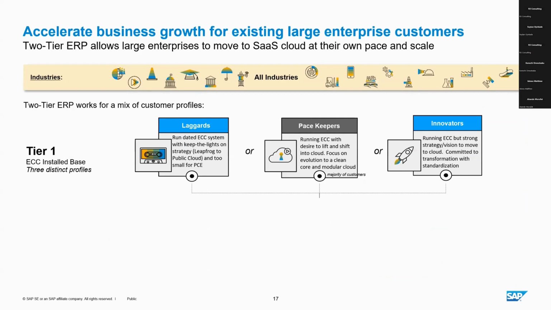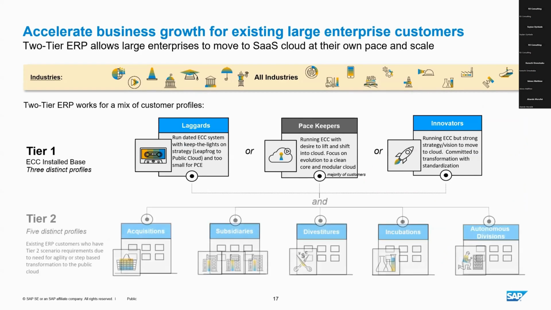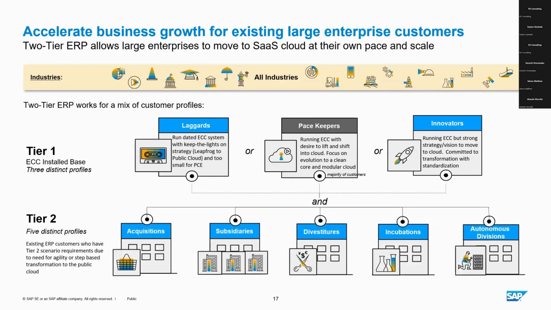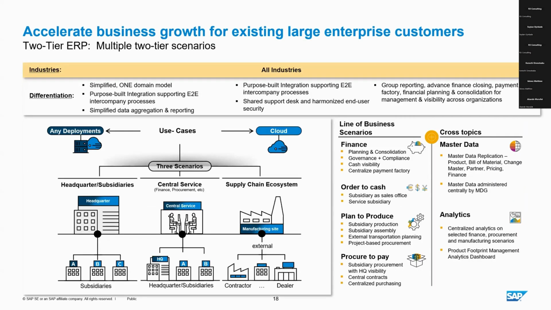Then also we support companies who have a two-tier ERP deployment type, where maybe the subsidiary is running on premise and it's possible to integrate with the cloud solution. So this is very important. And also for other companies who have more complex processes, you can have something like central finance, central procurement, and supply chain, all integrated into one single solution.